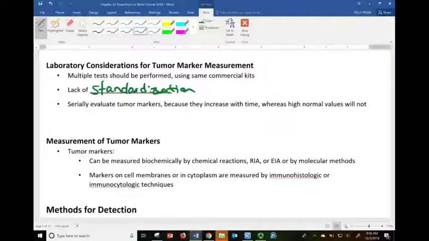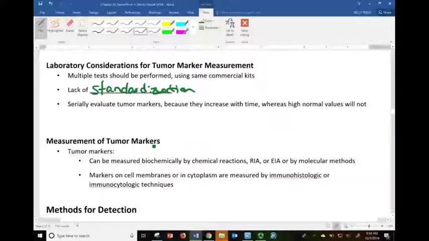So we should serially evaluate tumor markers because that's how we are helping in the monitoring of a patient. But we should use the same kit over a long period of time if possible, because that's going to be a better reflection of how the patient is doing. Instead of having one test here and one test there, their normal ranges are all different because the methodologies might be different.